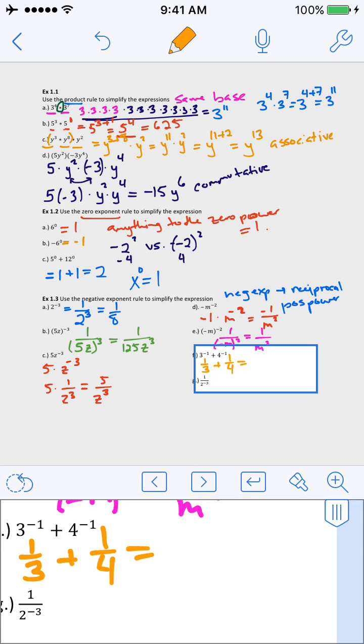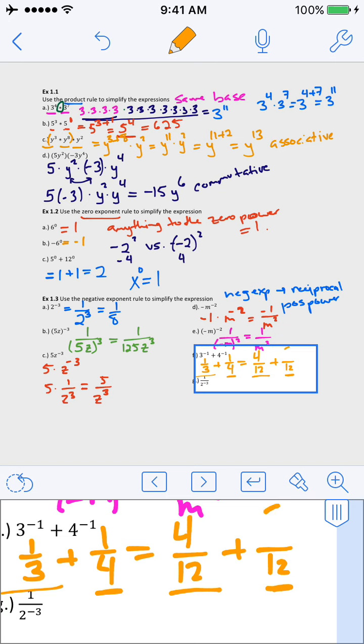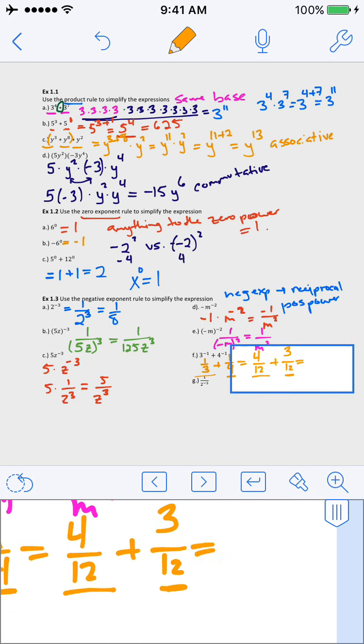If I add these together, let's see, I need a common denominator of 12. Common denominator 12 is the first thing 3 and 4 have in common. In order for this first fraction to equal this first fraction, in order for this guy to equal that guy, I need to times everything by 4. So 4/12 and 1/3, same thing. Same thing over here. I need this guy to equal this guy, so 3/12. I end up getting 7/12. Cool.